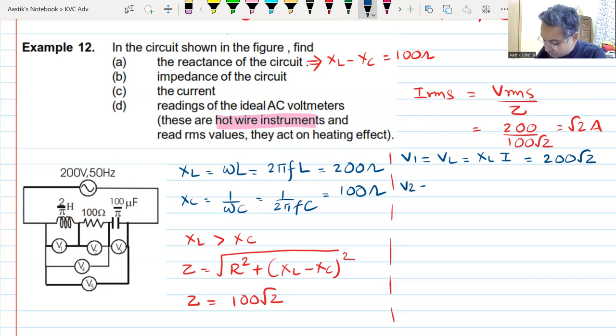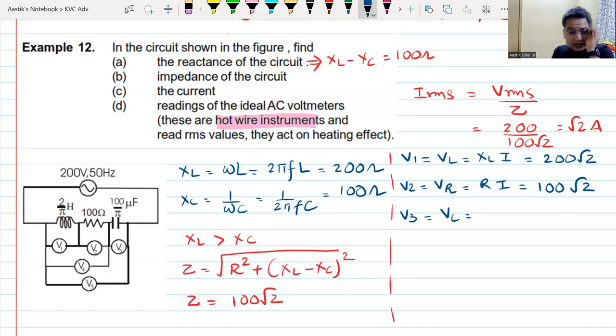The value of V2 is nothing but the value across the resistor R, the RMS value. That will be equal to R into I, RMS value. That will become 100 root 2. I hope all of you are able to understand this. V3 is nothing but the voltage drop across the capacitance. That will be equal to XC into I RMS current. That will be equal to 100 root 2.